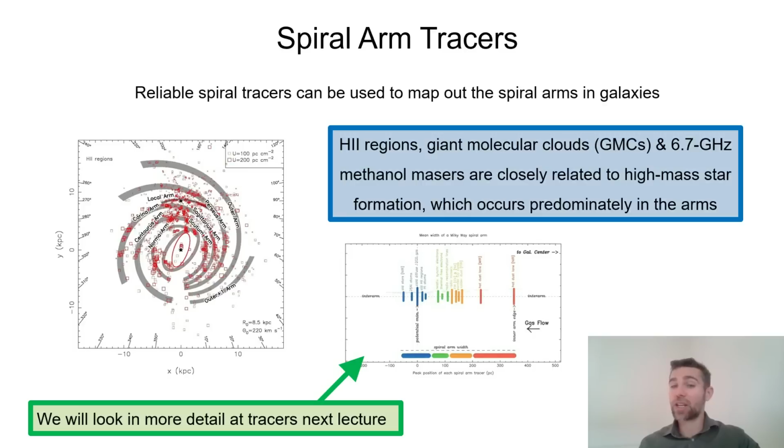Now, we can use other tracers to get things like the rotation and the mapping out of star formation. Other reliable tracers that they will use to map out things like the spiral arms are giant molecular clouds, the 6.7 gigahertz methanol maser, and ionized hydrogen regions. All of these spatially relate to high mass star formation, and it mostly occurs in the spiral arms. So if you can map out where the ionized hydrogen, the giant molecular clouds and the masers are, that can also give you the same sort of mapping out of your spiral arms.